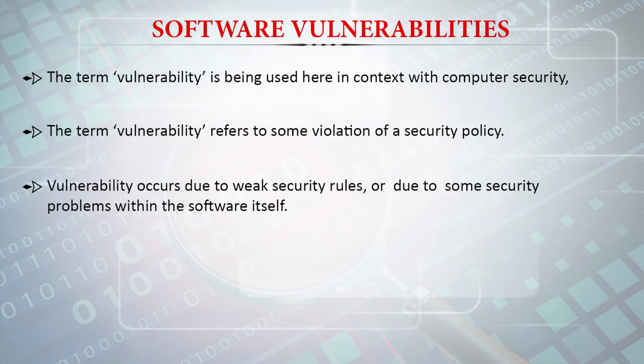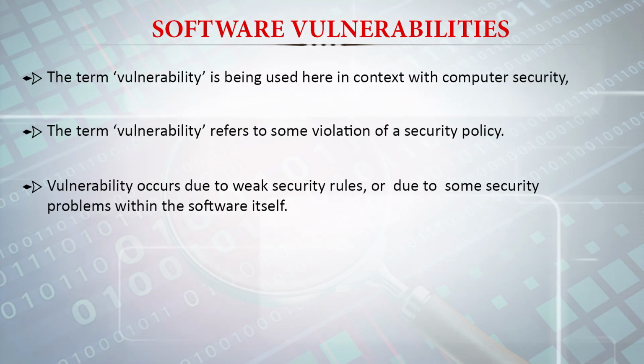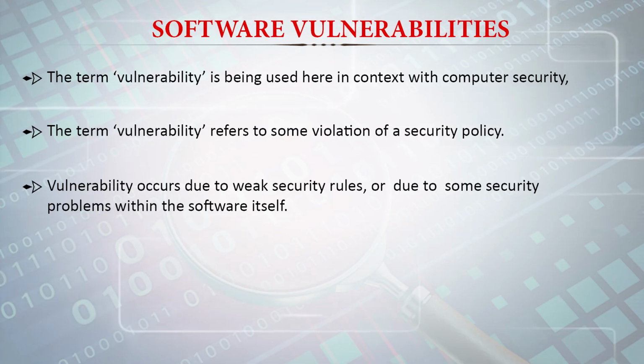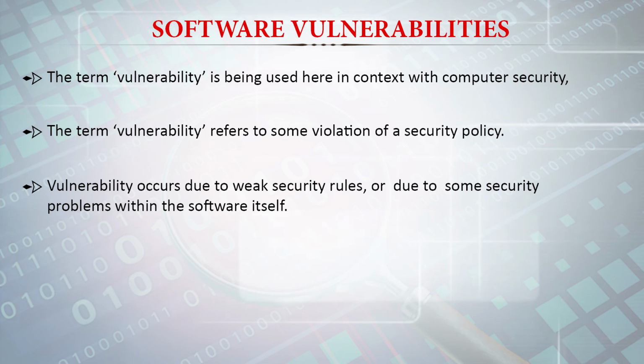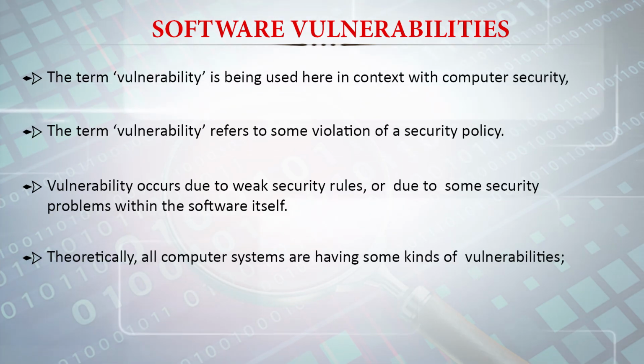Vulnerability occurs due to weak security rules or due to some security problems within the software itself. It might be because of outside factors, or it might be the faulty software which has been written, and that also might cause vulnerability in the software. Theoretically, all computer systems have some kind of vulnerability.